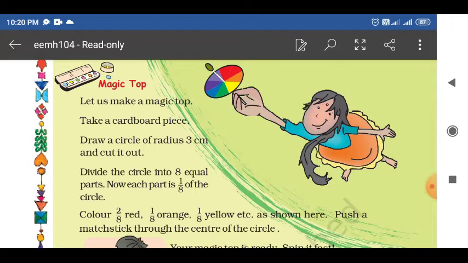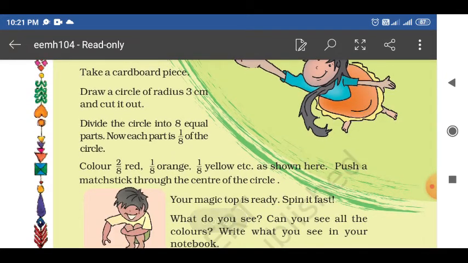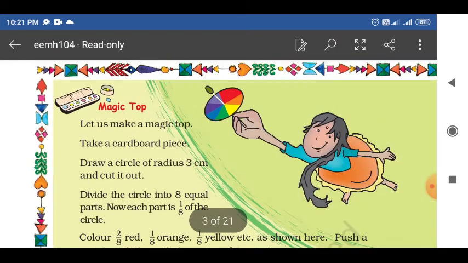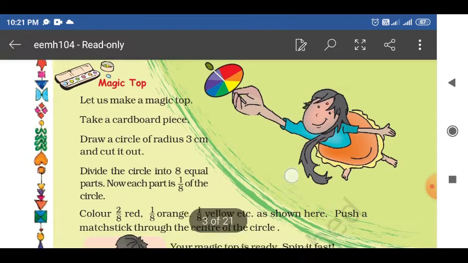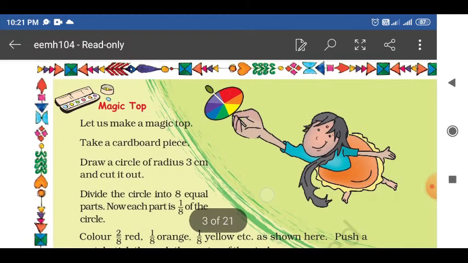You already know how to draw a circle by using a compass. So by using the compass, take a radius of 3 centimeter and draw a circle on that cardboard sheet and cut it out, and then divide the circle into 8 equal parts. See here, how many equal parts are there? 8 equal parts are there. You have to mark the parts by using a pen or pencil.